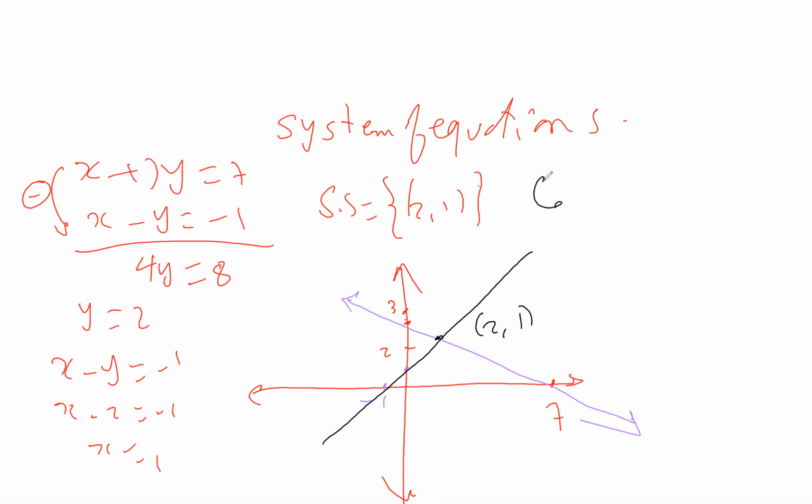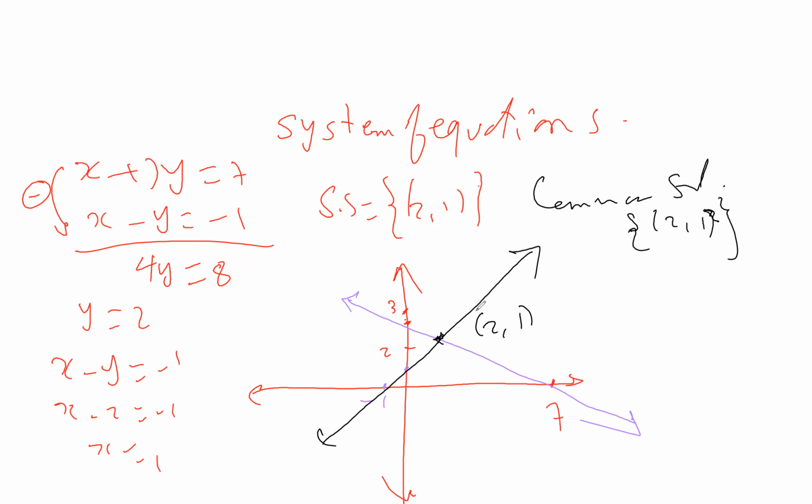So the common solution is (2, 1), which is the ordered pair. The only ordered pair satisfying both of them. So each equation has an infinite number of ordered pairs, or an infinite number of solutions, and the other also has an infinite number of solutions. But both equations have only one solution that satisfies both of them. The solution of these two equations is (2, 1). So (2, 1) satisfies both of them. Then we can say that (2, 1) is a common solution, or the solution set, of these two equations.